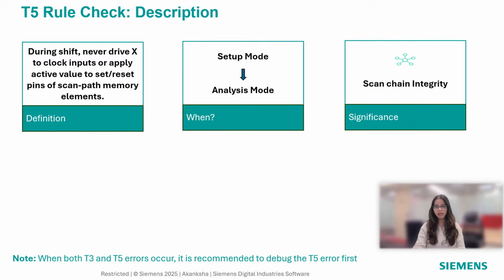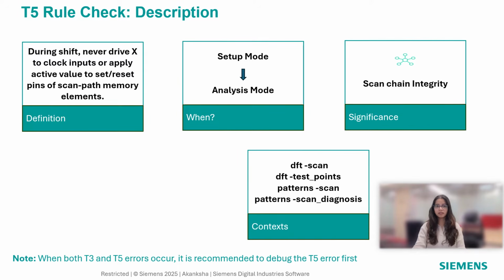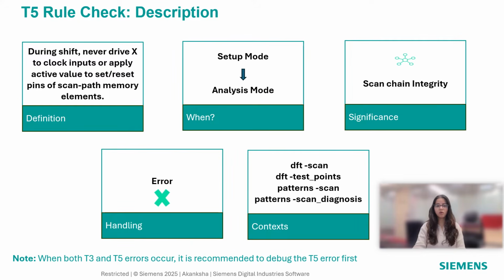The significance of T5 is that scan chain integrity is broken. A section of the scan path is either disconnected, blocked, or incorrectly configured. T5 can occur in these contexts. And one important point here is that T5 is always treated as an error. We cannot downgrade its severity to a warning because a broken scan chain directly impacts testability.